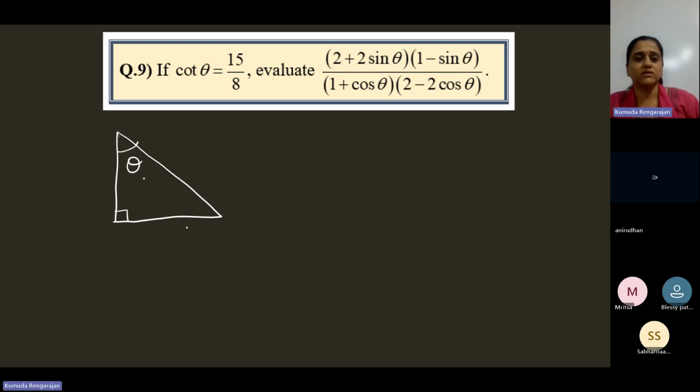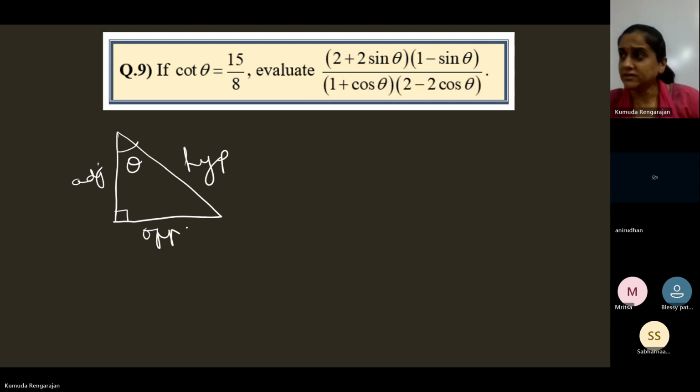So this is theta. Cot theta is adjacent by opposite. So for theta, this is adjacent, this is opposite, this is hypotenuse. So 15 by 8. Correct? So you'll get 17 here by Pythagoras theorem.